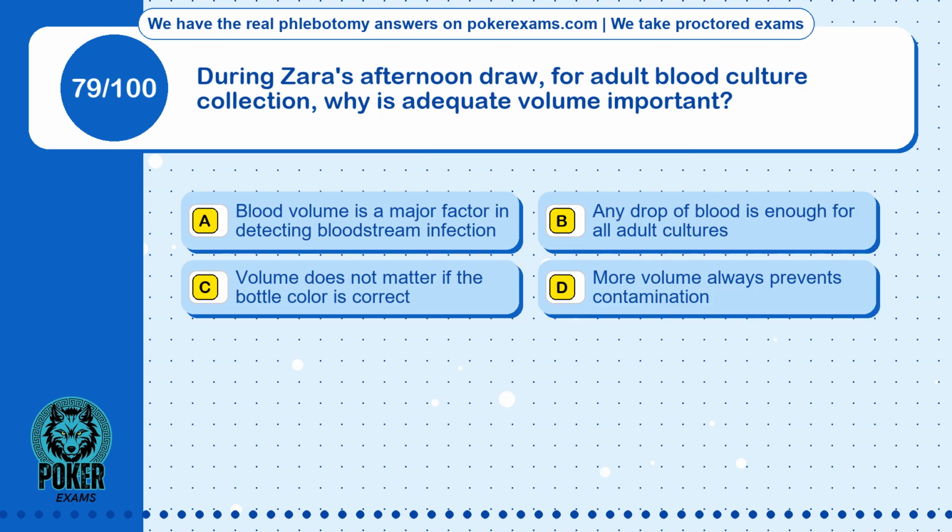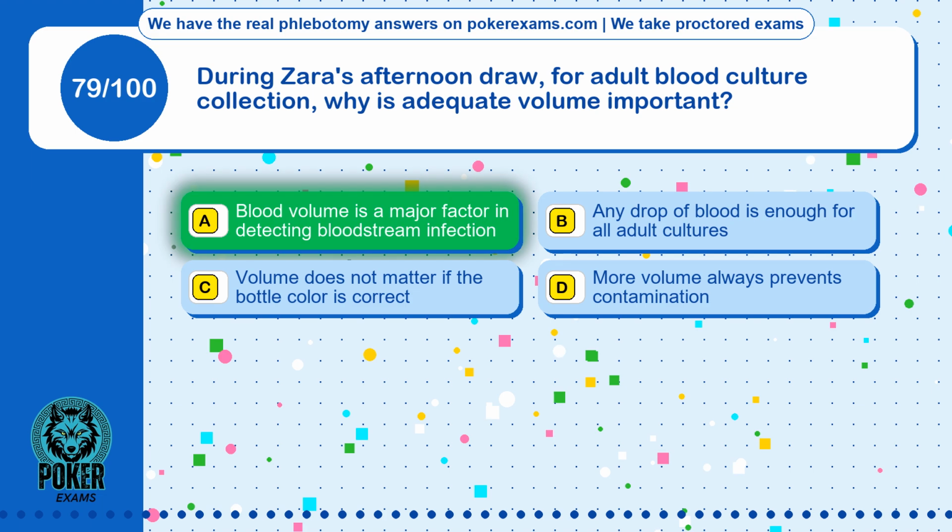Question 79. During Zara's afternoon draw, for adult blood culture collection, why is adequate volume important? Option A. Blood volume is a major factor in detecting bloodstream infection. Option B. Any drop of blood is enough for all adult cultures. Option C. Volume does not matter if the bottle color is correct. Option D. More volume always prevents contamination.